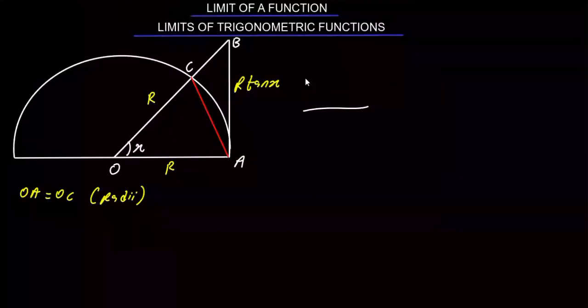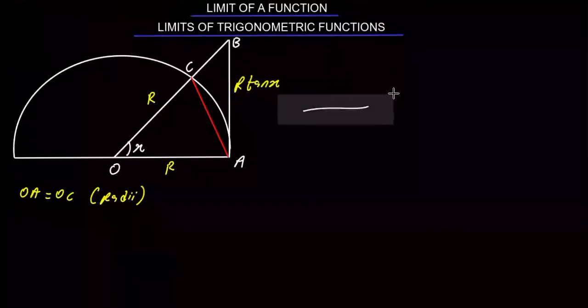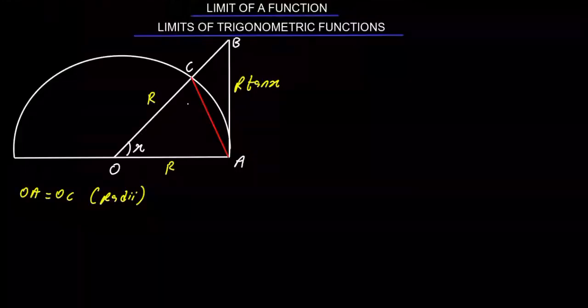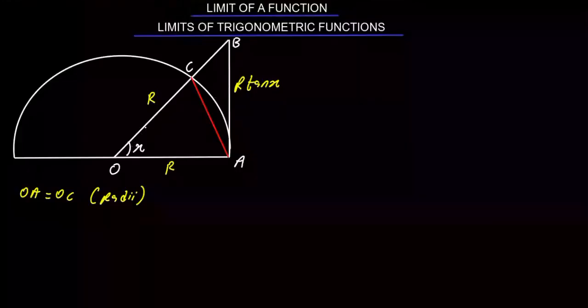Nice. All right. Since we know this, let's start to find the areas of the shapes we have here. Remember, we have three shapes: triangle OAC, triangle OAB, and sector OAC. So what is the area of triangle OAC?